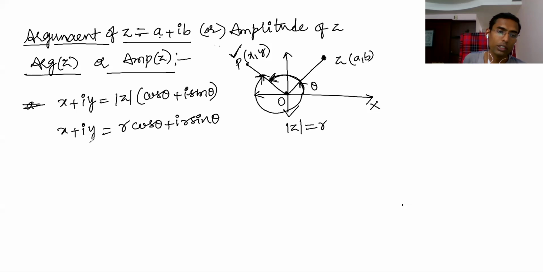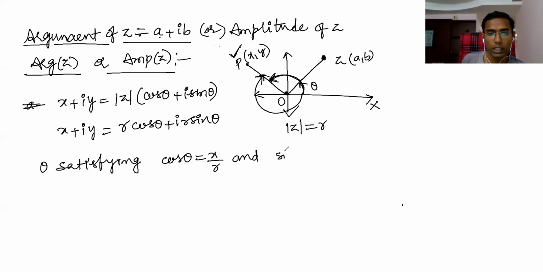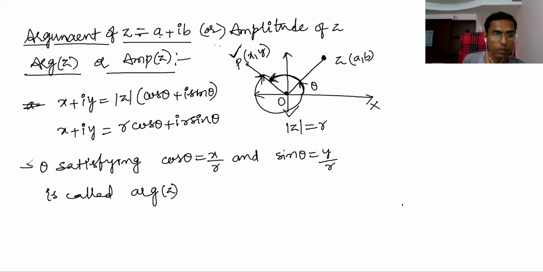So then what we say is, theta satisfying cos theta equal to x by r and sin theta equal to y by r is called the argument of z. See, I told you the definition. Theta satisfying cos theta equal to x by r, sin theta equal to y by r. What is that r? Under root of x square plus y square. This is what is called the argument of z.